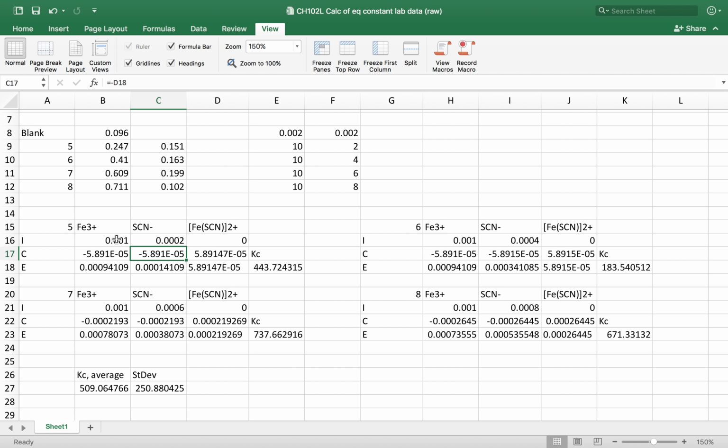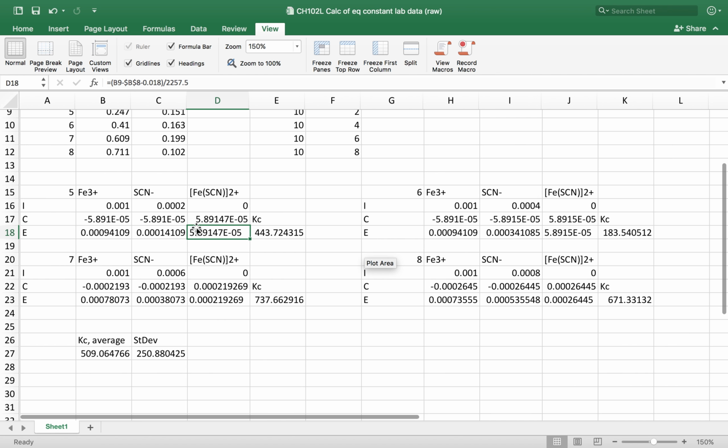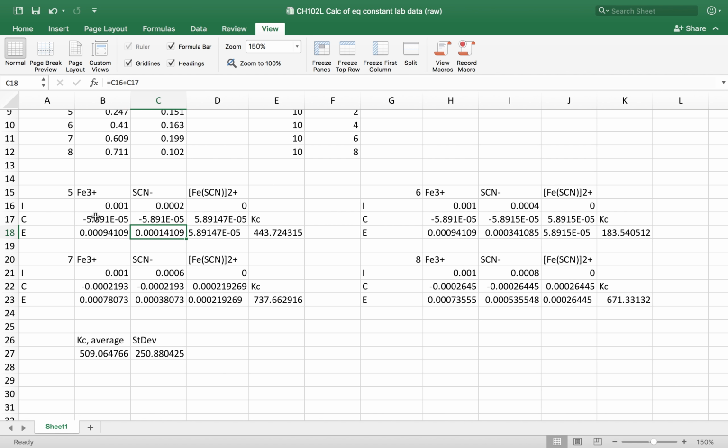And then I start with the initial, add to it what the change was. The initial is 0.001. The change was minus 5.891 times 10 to the minus 5. And this gives me my equilibrium concentration. So now I have this equilibrium concentration of the thiocyanate ion that comes from the calibration curve. These two come from this change. So taking whatever we got from the calibration curve and subtracting it from our starting concentrations.